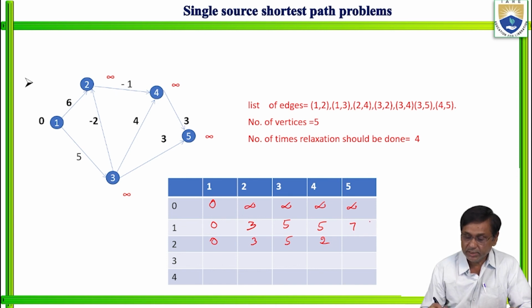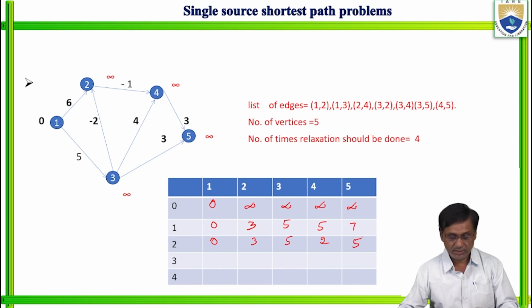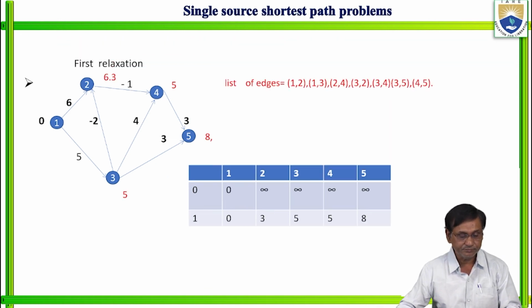Then coming to the next one, 3 to 4. 3 to 4 is how much? It is the same as previous now. But 4 to 5 is concerned. Now it is changed for 4 to 5. So this value is changed. 4 is changed to 2, and 2 plus 3 is 5.